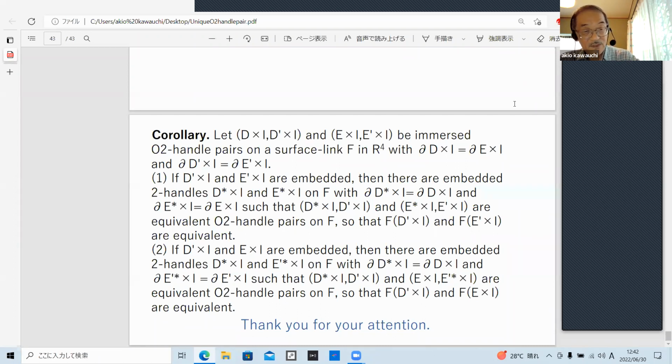Similarly, if D dash cross I and E cross I, in this case a different part, a different coordinate, is embedded, it is then very similar. There are embedded 2-handles D star cross I and E dash star cross I, embedded such that the pair is also equivalent to an O 2-handle pair. So F D cross I and F E cross I are equivalent.